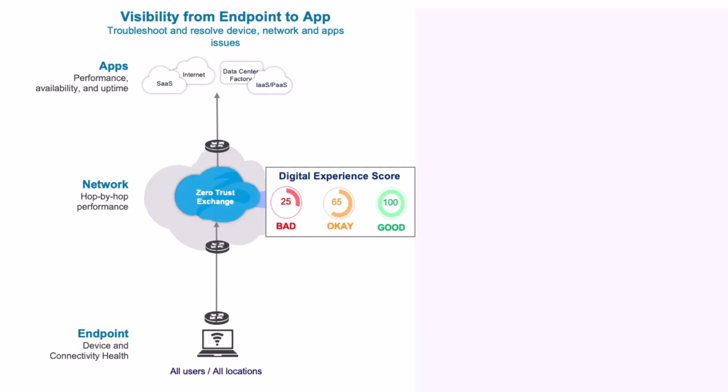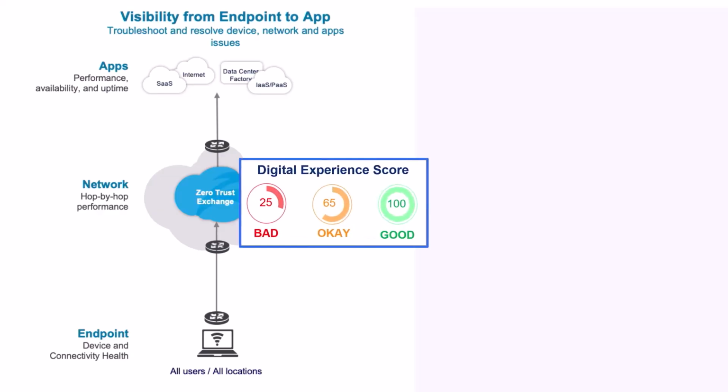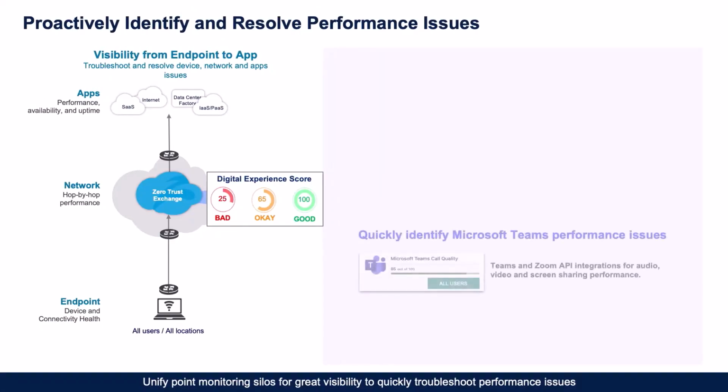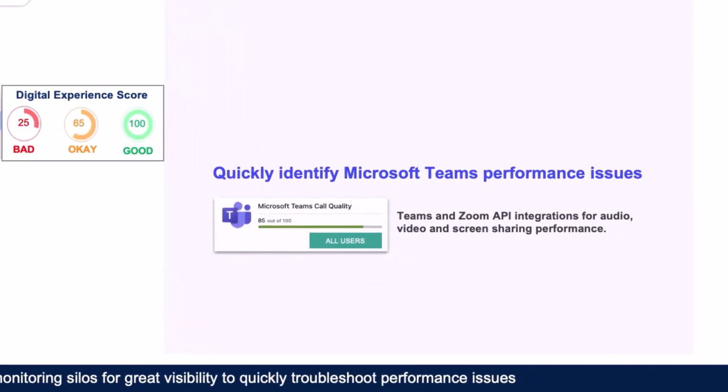Based on the multiple telemetry data points which we collect, we compute a score: good, bad, or okay, for every user, for every application, for every location. In fact, we end up computing scores for the entire organization. For example, for Microsoft Teams call quality, we'll give you a Teams call quality score for your entire organization. In this example, it's 85 out of 100. That's good.